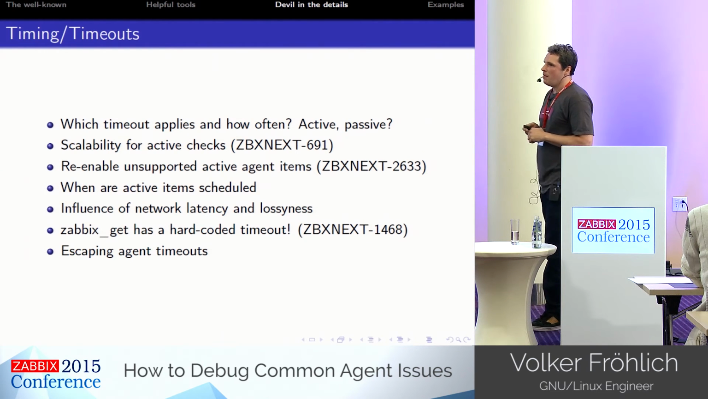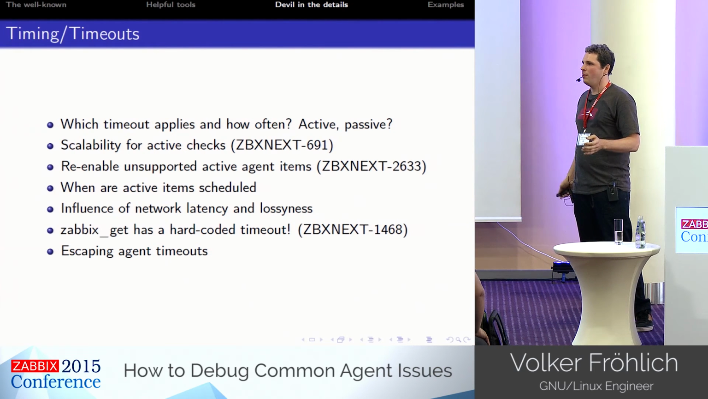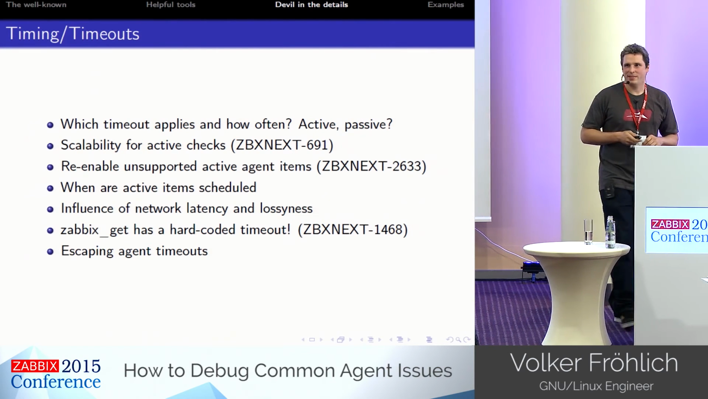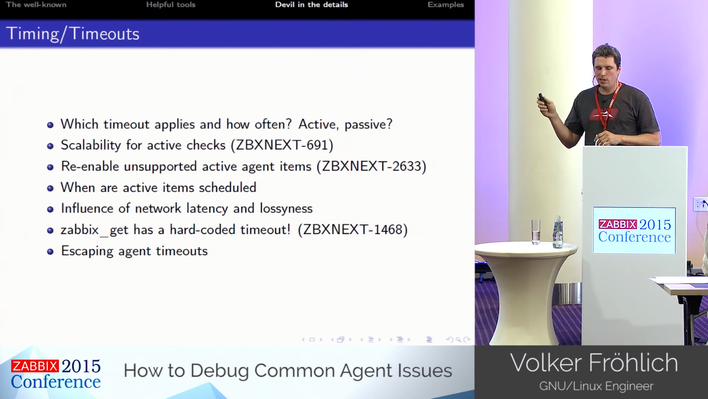If you ever ran zabbix_get in a loop to get information from a number of hosts, and you run into one with a firewall that has a drop policy, you will hang there for that host for 30 seconds. That is because zabbix_get has a timeout that is hard-coded to 30 seconds. It's actually a minute, sorry.